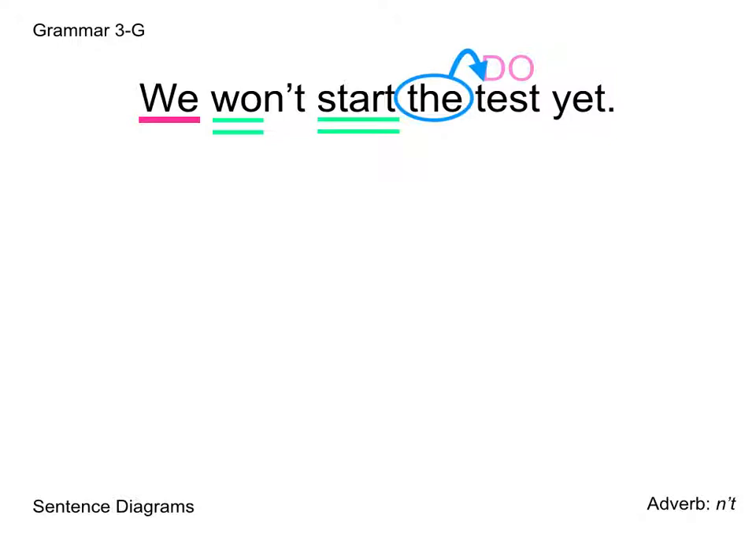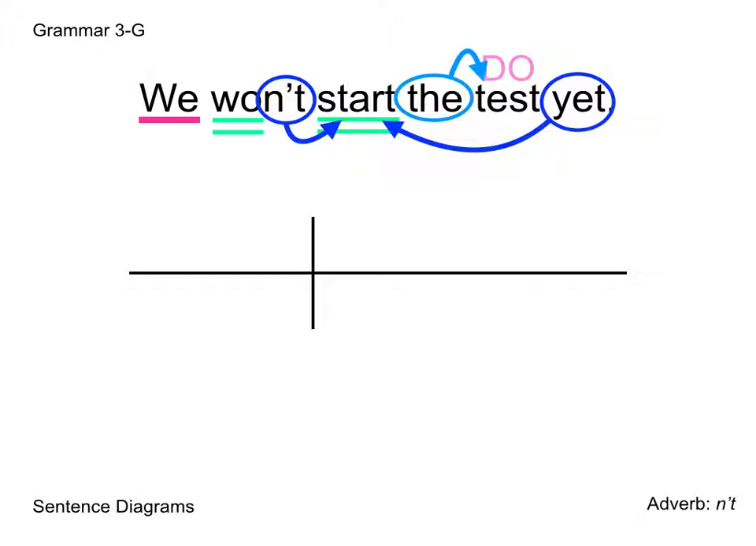We have "the" describing "test." It's an article, which is a special adjective. And then we've got the n't of "won't" and "yet" left over. Both of these are adverbs. Remember, n't is "not," and that is negating the main verb, and "yet" is an adverb that is telling us when we will start the test. So now that we've identified each part of this sentence, let's go ahead and create our diagram.